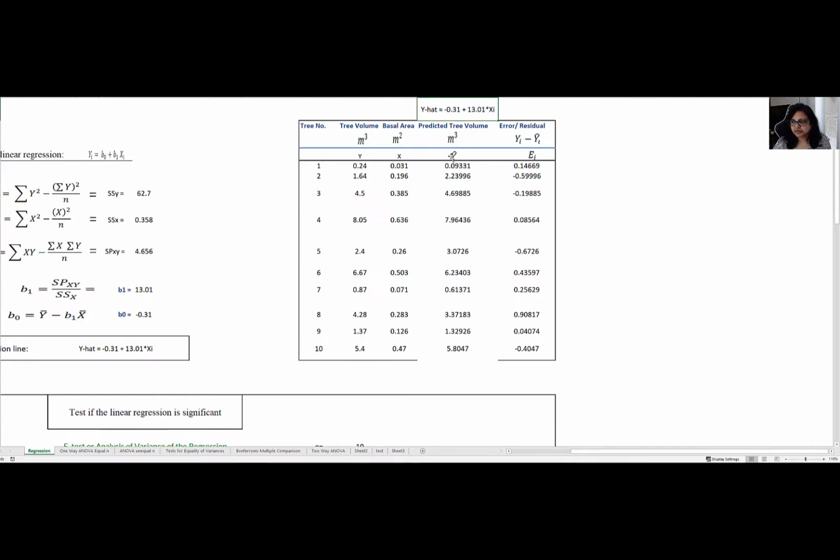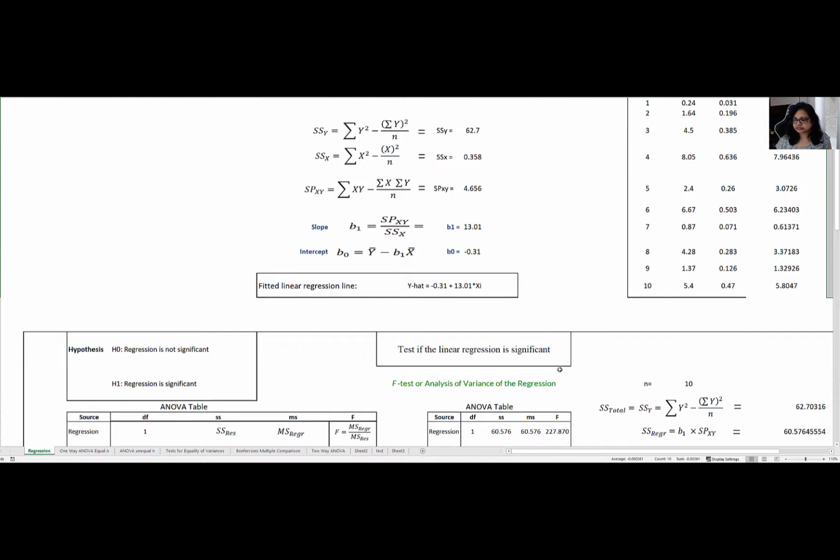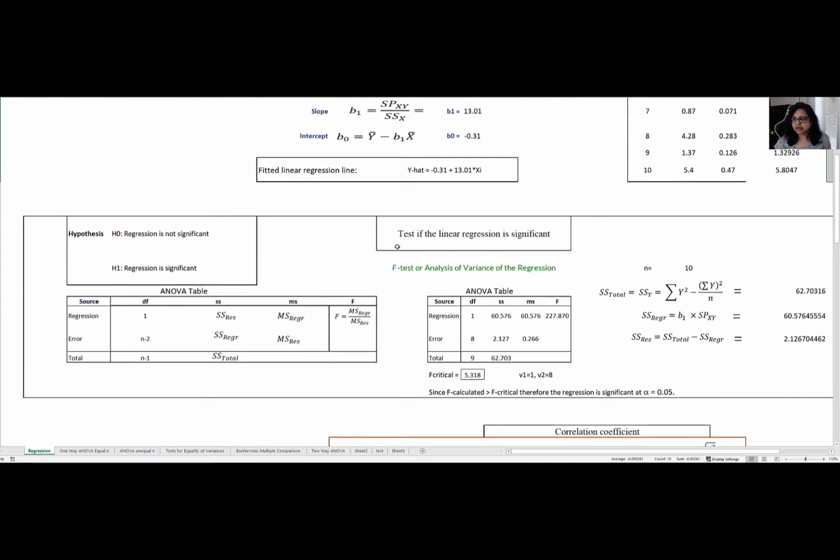And after I found the predicted value, you can see it has a hat on it. That means I'm predicting it. What would be the difference between the volume we have in the data set and the predicted value we got? That means the error, the residual we have in the data set. So I found them as well. Okay, so that's how we can fit a linear regression line, and we can see the errors, we can find the prediction. Now the question is whether we can test if the linear regression is significant.